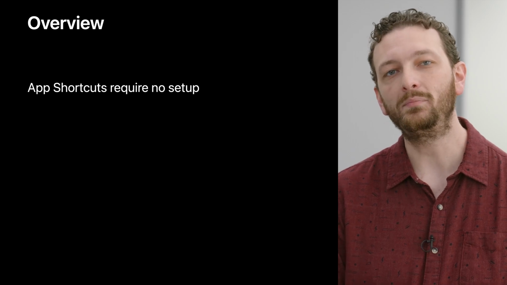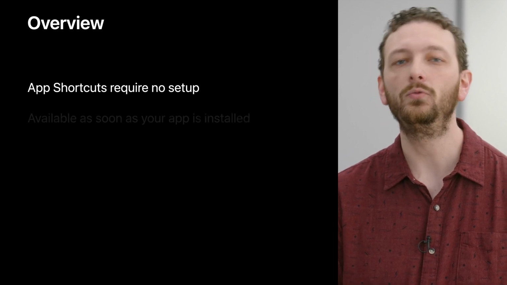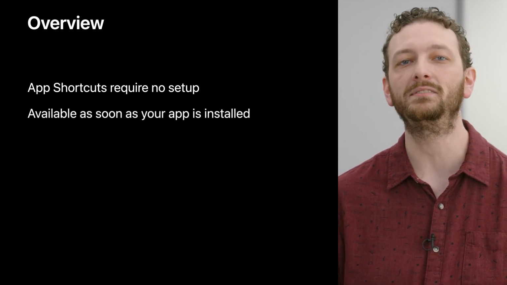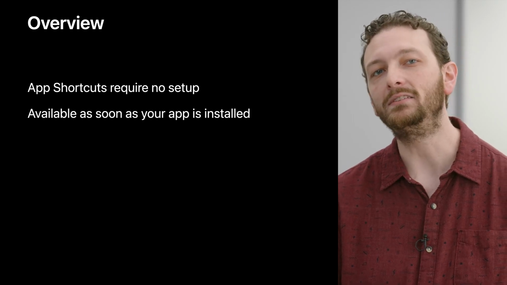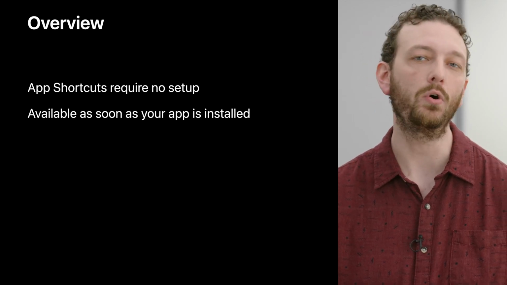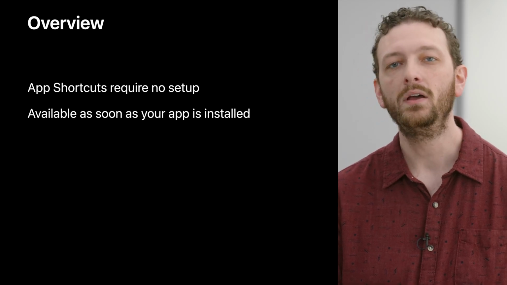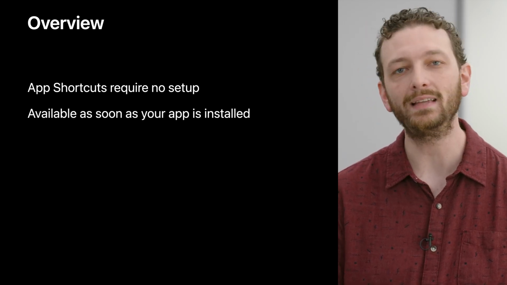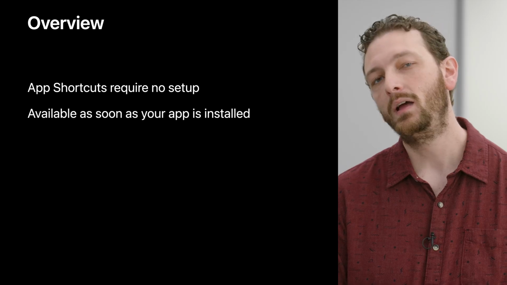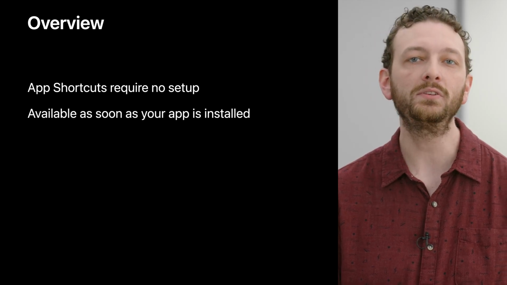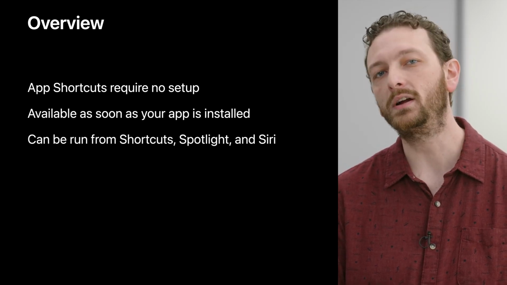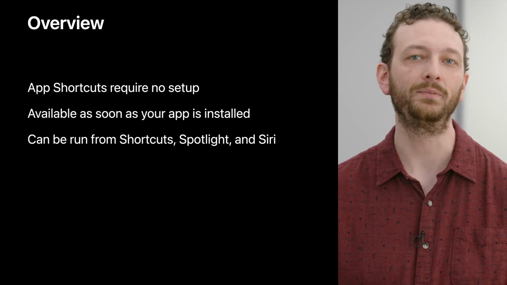By integrating with app shortcuts, intents from your app will be available as soon as your app is installed. This makes it easy for someone to discover and use your app's functionality. They no longer need to head to the Shortcuts app or use an Add to Siri button to set anything up. App shortcuts, like user-built shortcuts, can be run from the Shortcuts app, Spotlight, and Siri.